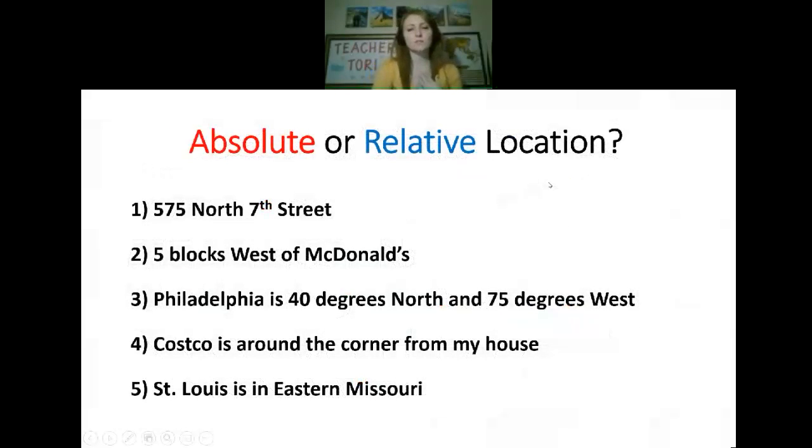This time I want to practice identifying whether a location is absolute or whether it is relative. So go ahead and get out a piece of paper and write down 1 through 5. And we are going to identify whether each of these is relative or absolute. You do not need to write down the question. You don't need to write all of this down. Just write 1 and then absolute or relative.